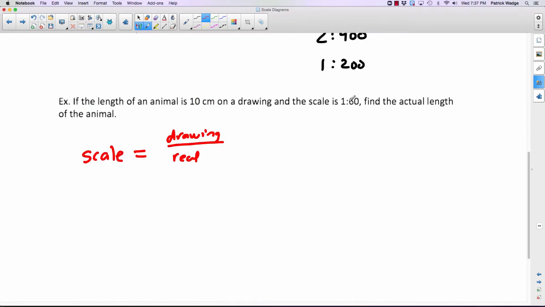Sometimes you'll have the scale. And I do see the scale. It's 1 to 60 right there. So instead of putting scale, I'm going to put 1 to 60. Well, wait a minute. I don't want to write it that way. What's a better way to write 1 to 60 than like that?